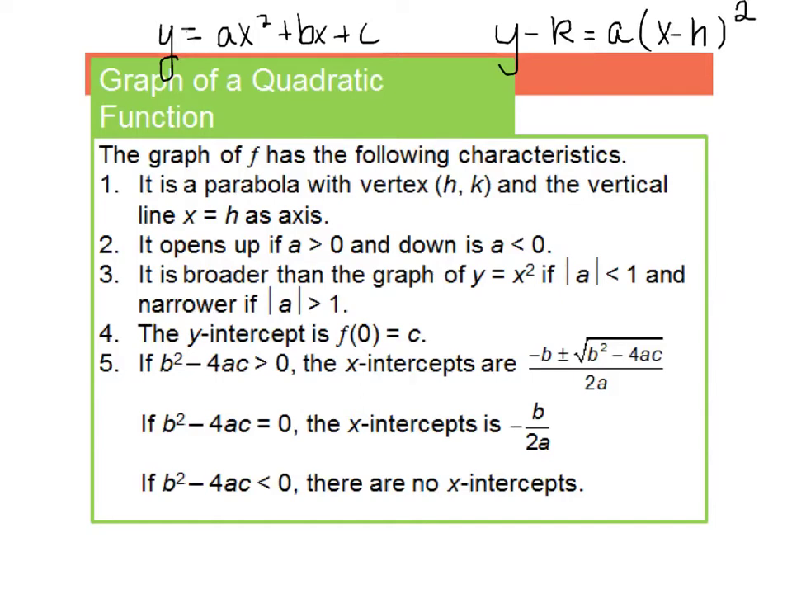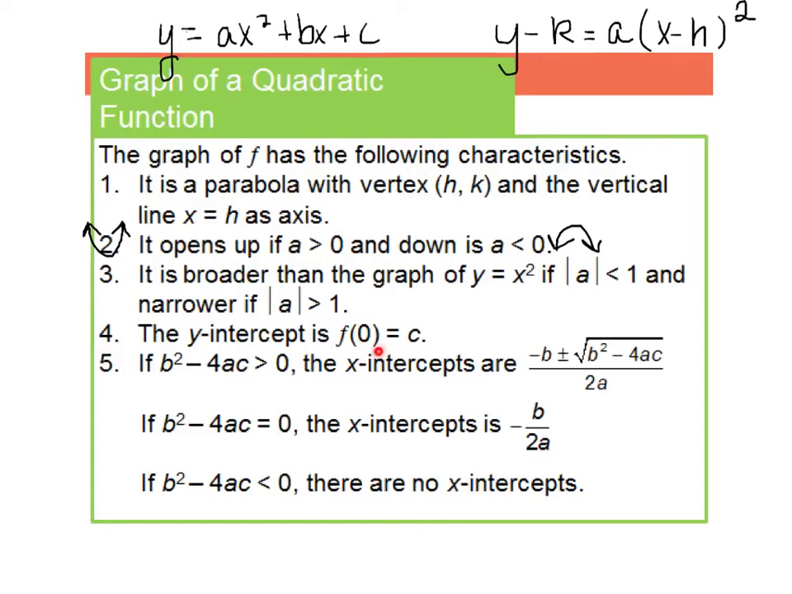If the a term is greater than 0, that means here or here is greater than 0, it's a happy face parabola. If that a term is less than 0, meaning it's negative, we have a sad face parabola. Parabolas get wider when the absolute value of a is less than 1, meaning it's really wide when you've got fractions, and it gets really skinny when that value is bigger than 1.